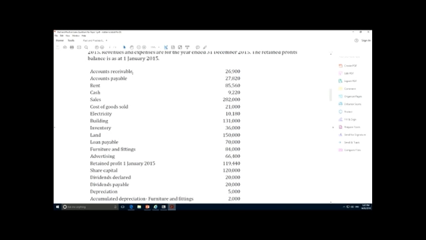Yep, balance sheet, correct. Accounts payable, balance sheet. Rent, correct. Cash, balance sheet. Sales, income statement. Cost of goods sold, income statement. Electricity, correct. Building, balance sheet. Inventory, correct. Land, balance sheet. Loan, balance sheet. Furniture and fittings, correct. Advertising, income statement. Retained profit, balance sheet. Share capital, all right. Dividend declared, income statement.